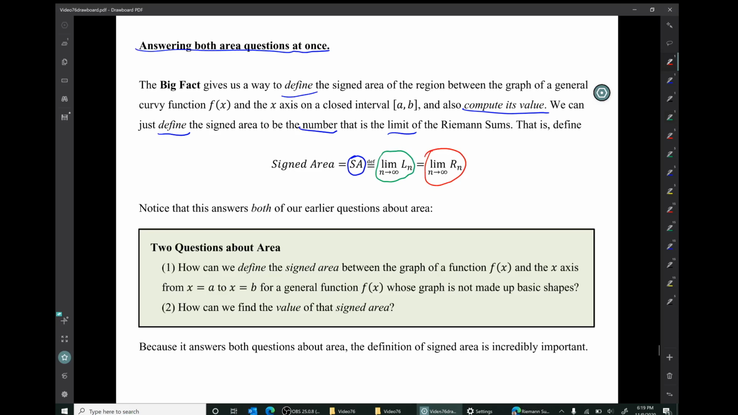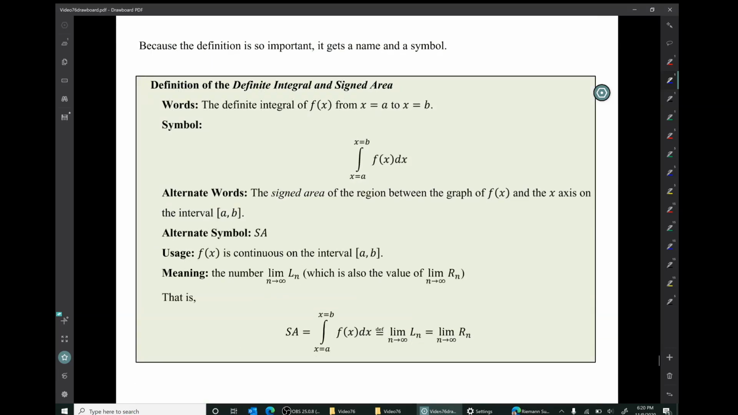So again, that answers both of our questions. How do we define the signed area, and how do we find its value? Now, because that definition of signed area is so important, it answers both questions about area. That definition of signed area is incredibly important. And because it's so important, it gets a name and a symbol. So here's the definition of what's called the definite integral and signed area.